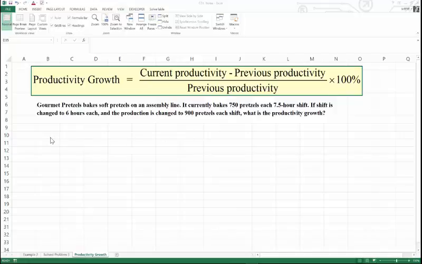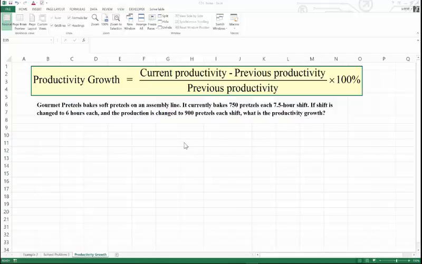Now, in these questions, we have an assembly line to bake soft pretzels. It currently bakes 750 pretzels each 7.5-hour shift. So in one shift, the shift length is 7.5 hours. And in the future, we are going to change the shift to 6 hours each, and the production will be changed to 900 pretzels each shift. Then it's asking about the productivity growth.